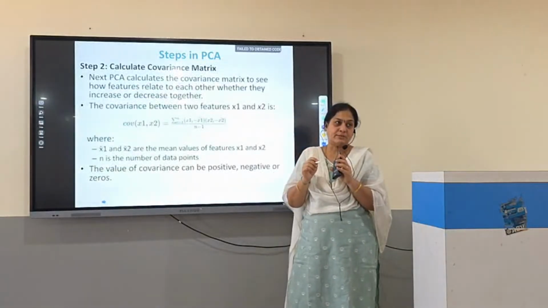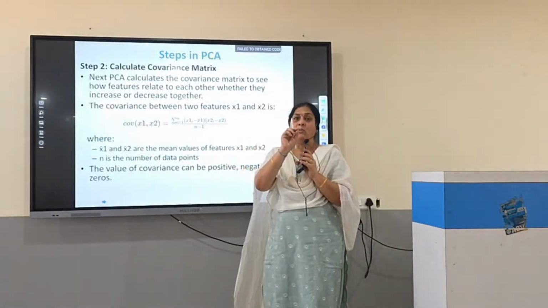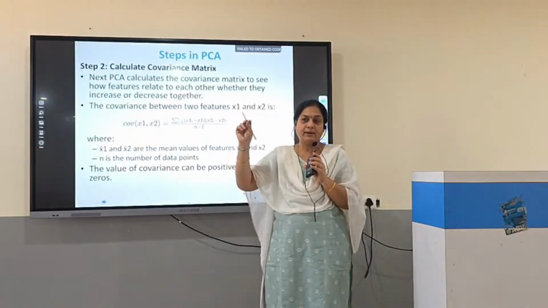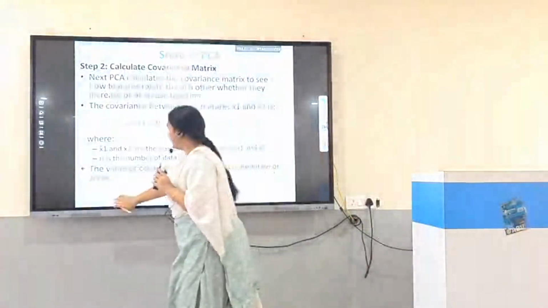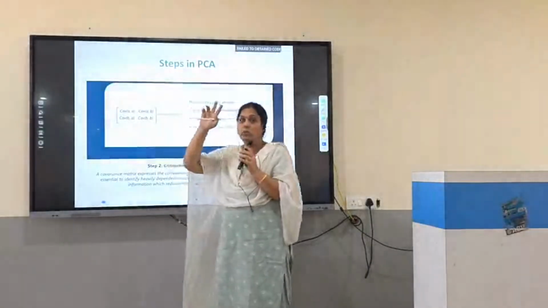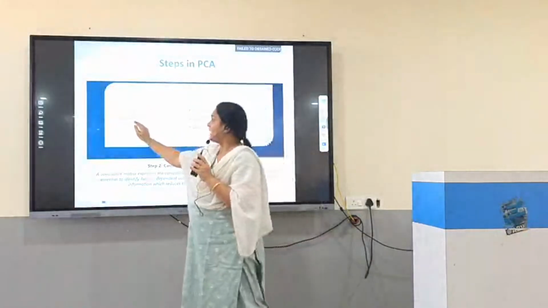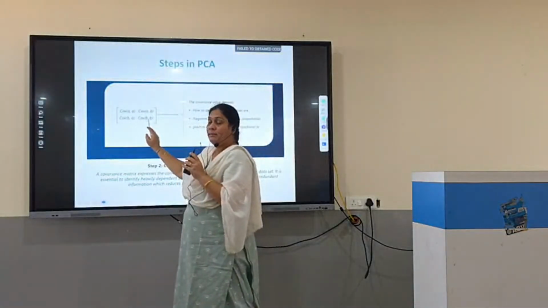a D by D dimensions matrix. Okay, D cross D dimensions. Because for every attribute, how much is the relation with every other attribute in the data set, right? That you will get using your covariance matrix. So I showed you a diagram. See, something like this. If you have two attributes, A and B, then you calculate the covariance between A to A, A to B, B to A, B to B.